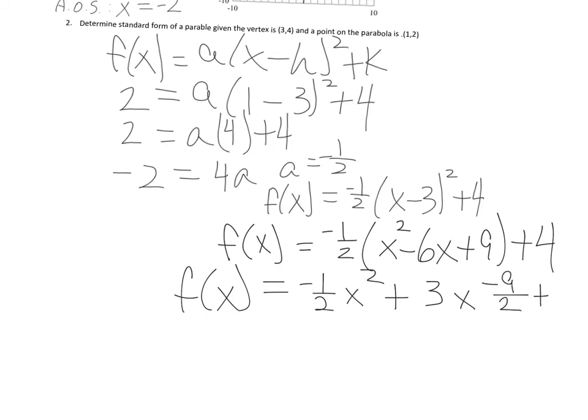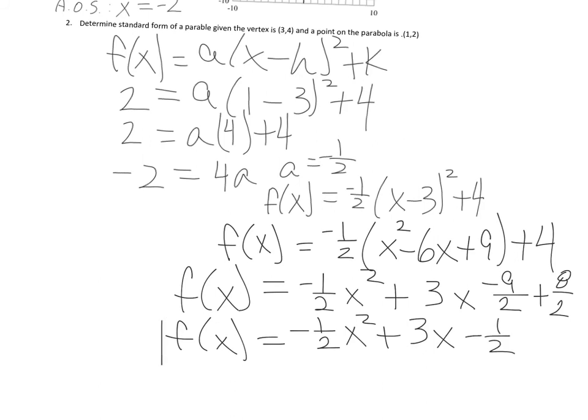And I want to combine that with the 4. I'm going to turn 4 into 8 over 2. It'll get like denominators. And then we go ahead and simplify. That would be negative 1/2 x squared plus 3x. And if I have negative 9 of them plus 8 of them, that gives us negative 1/2. I don't think I made any mistakes in that, but that's the process to get to standard form.